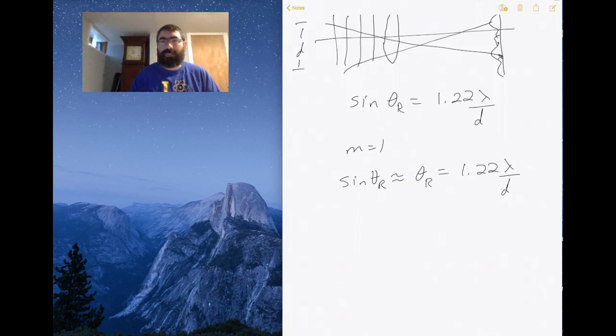So if you think about it, if I have an object and I want to resolve that object in the crispest way possible, then I don't want to make the aperture so small that I can't resolve it. Basically, the image is going to blend together the two diffraction patterns.